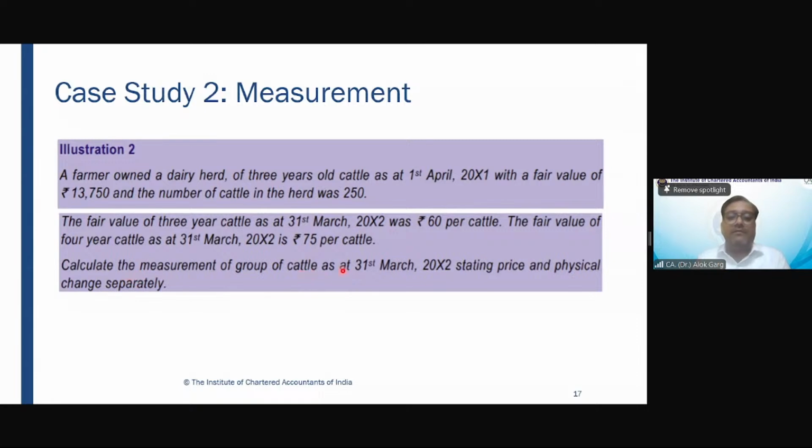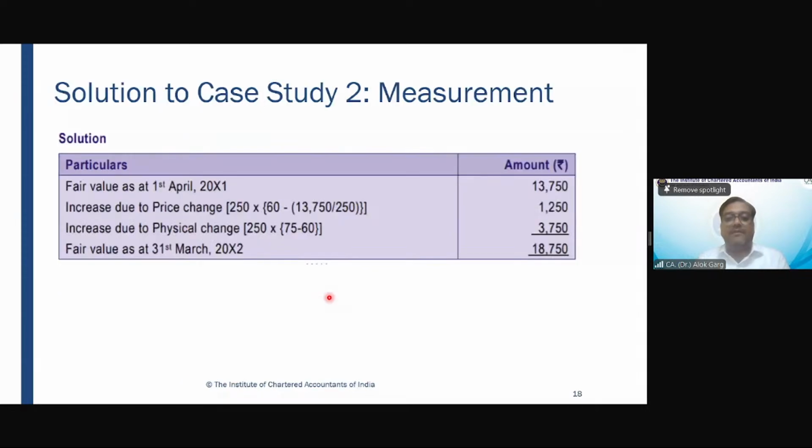Calculate the measurement of the group of cattle as on 31st March 2002, stating price and physical change separately. Right? So friends, what is the fair value? 13,750. What is the increase due to price change? 250 multiplied by 60 minus 55, 1250. Increase due to physical change, 250 multiplied by 75 minus 60, 3750. This is the fair value.